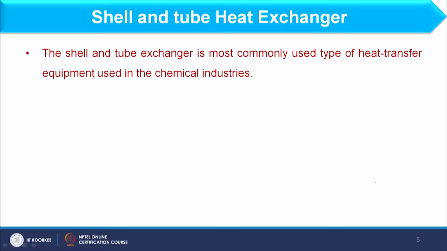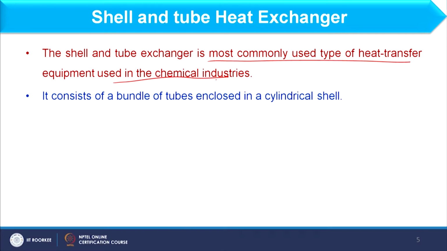Okay. Now, the next unit we have is the shell and tube heat exchanger. This is the most commonly used type of heat exchanger equipment in a chemical plant. Okay. So, that is most commonly used. It consists of a bundle of tubes enclosed in a cylindrical shell. So, usually you are aware that a shell and tube heat exchanger has a single shell where we have a number of tubes inside, and that number of tubes we call the tube bundle.